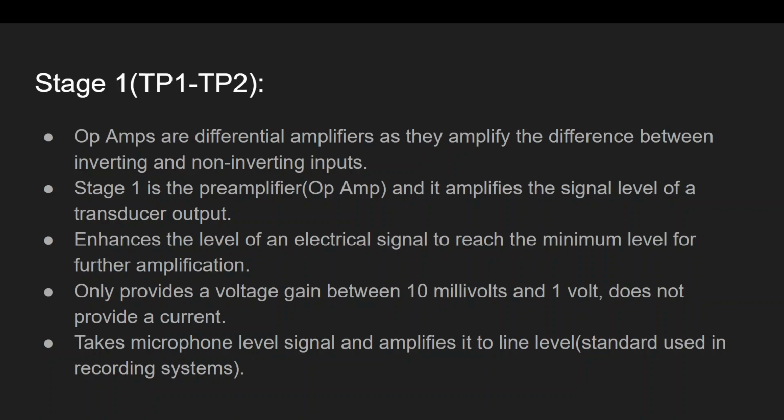Firstly, we need to know that op-amps are differential amplifiers as they amplify the difference between inverting and non-inverting inputs. Stage 1 is the preamplifier and it amplifies the signal level of a transducer output. It does so by enhancing the level of an electrical signal to reach the minimum level for further amplification. For example, it takes microphone level signals and amplifies it to line level, which is the standard used in recording systems. However, we need to know that stage 1 also only provides a voltage gain between 10 mV and 1 volt and does not provide a current.